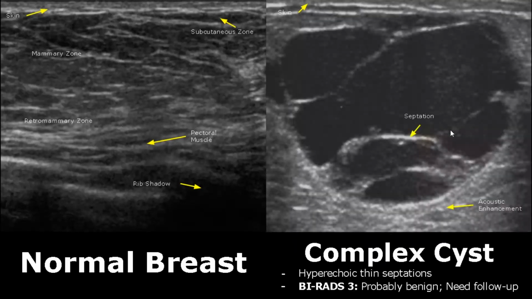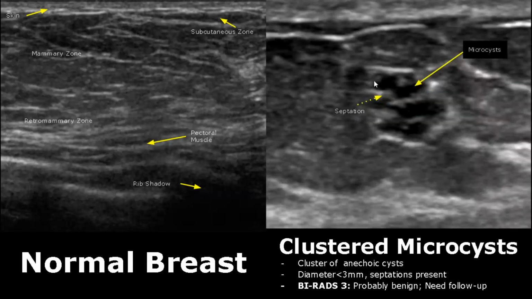Complex cysts are rated as BI-RADS 3 because they need a follow-up exam. Usually thin hyperechoic septations are benign, but they still need a follow-up, so that is why it is rated as BI-RADS 3.